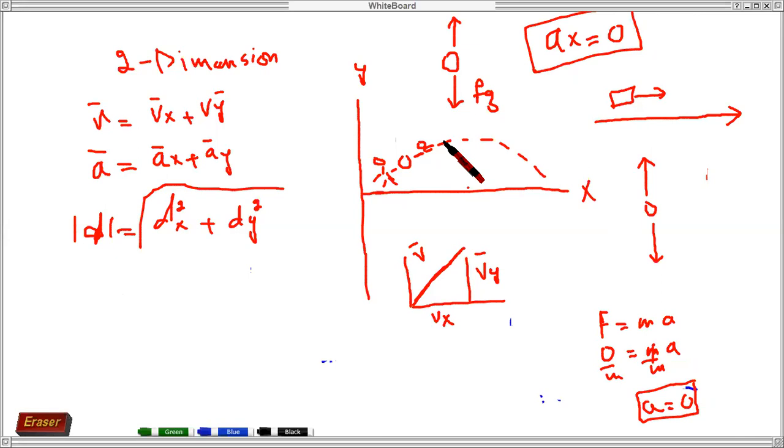Another thing for projectile motion: the velocity along the x-axis is constant, for example 2 meters per second or 3, but from start to end this velocity will not change. It will remain constant, because when there is no acceleration, there is no change in velocity.